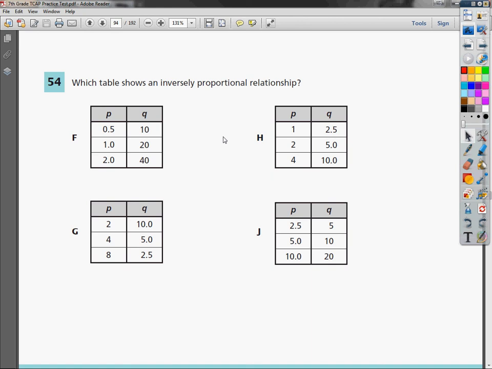TCAP practice test for grade 7. This is the math section, question number 54. Which table shows an inversely proportional relationship? Now, the big thing here is the inversely part.